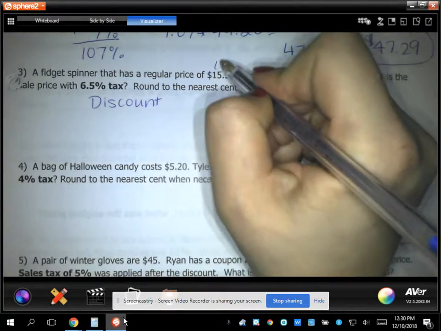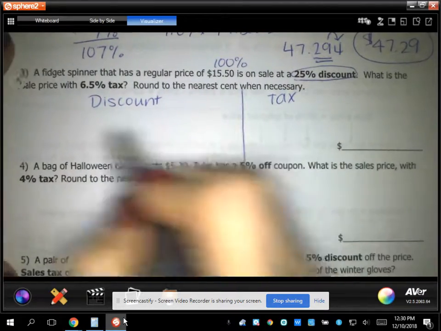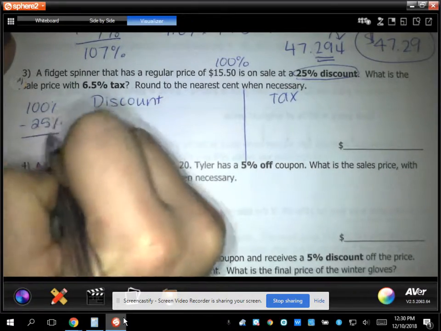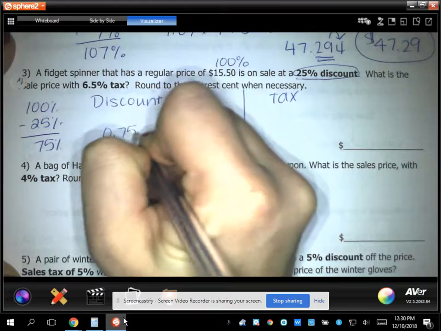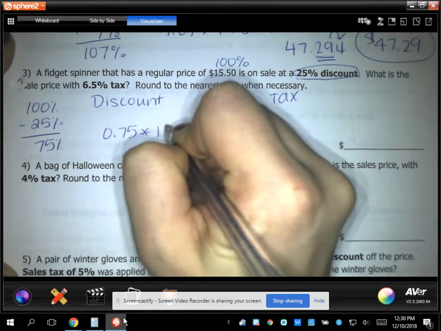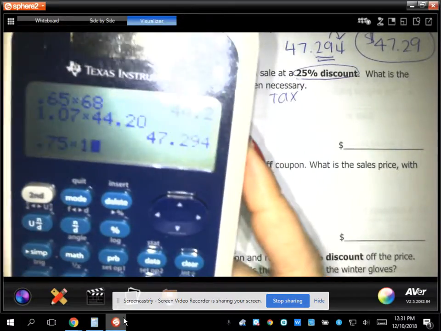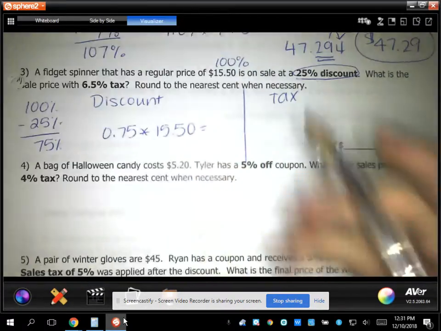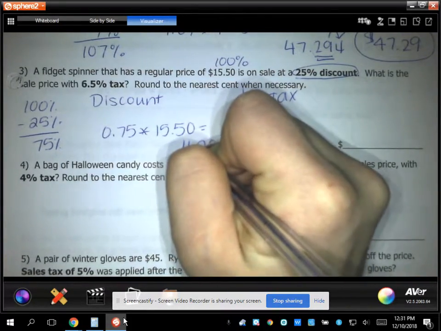I was going to have to pay 100% of this price, but good news, it's 25% off. So I only need to pay 75%. So that's 0.75 times $15.50. 11.265. Okay, 11.265. Now, do not round.